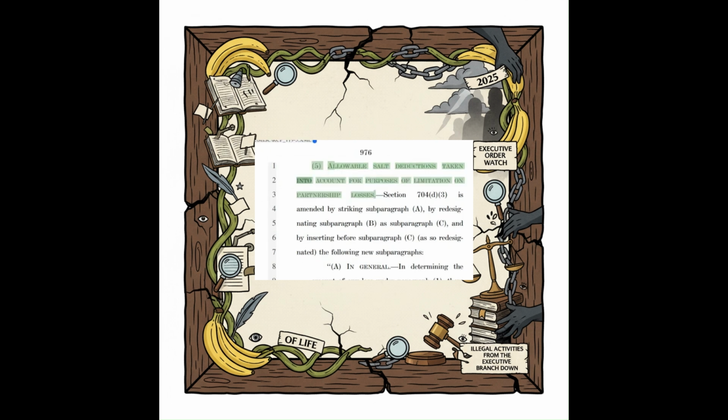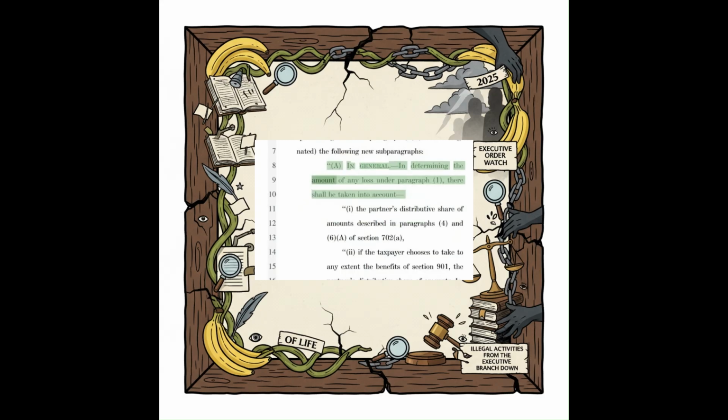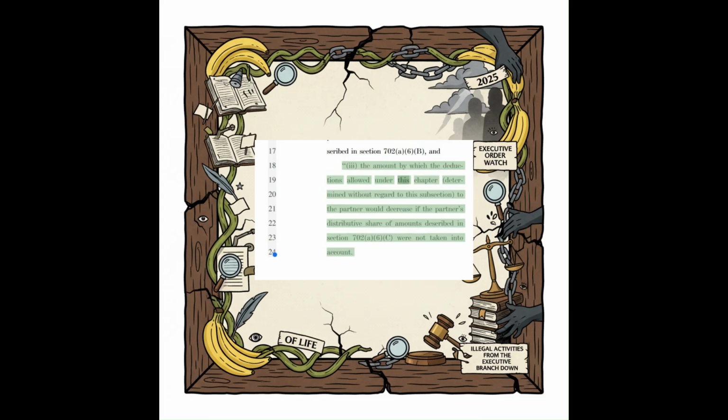Allowable SALT deductions taken into account for purposes of limitation on partnership losses. Section 704 is amended by striking subparagraph, by redesignating subparagraph as subparagraph, and by inserting before subparagraph the following new subparagraphs. In general, in determining the amount of any loss under paragraph, there shall be taken into account the partner's distributive share of amounts described in paragraphs and of Section 702. If the taxpayer chooses to take to any extent the benefits of Section 901, the partner's distributive share of amounts described in Section 702, and the amount by which the deductions allowed under this chapter to the partner would decrease if the partner's distributive share of amounts described in Section 702 were not taken into account.